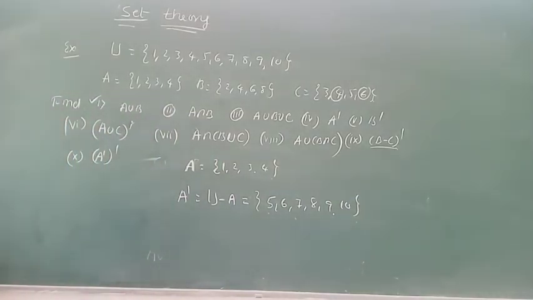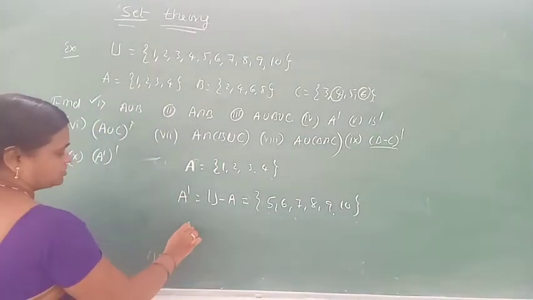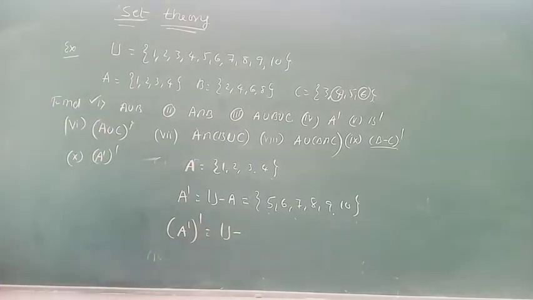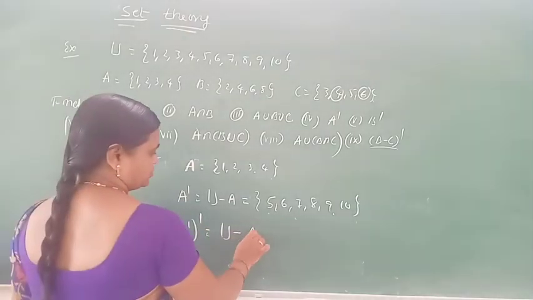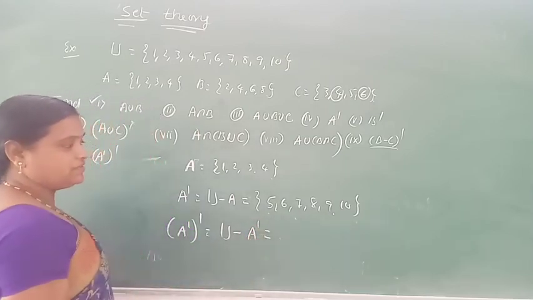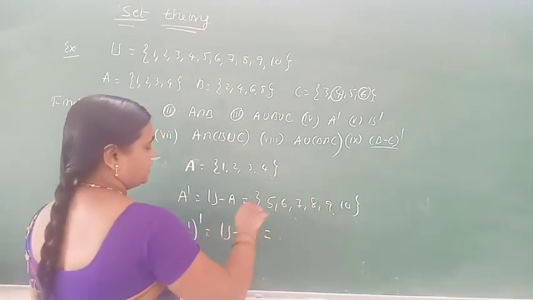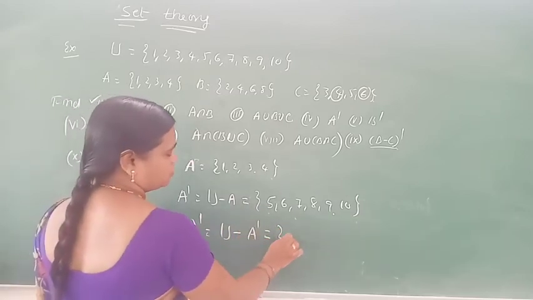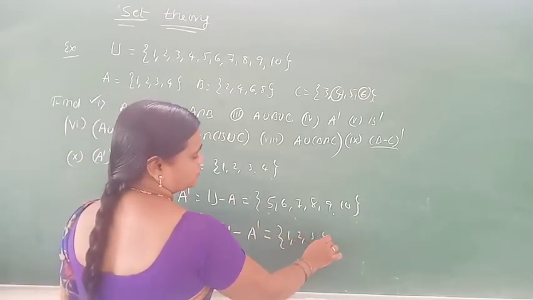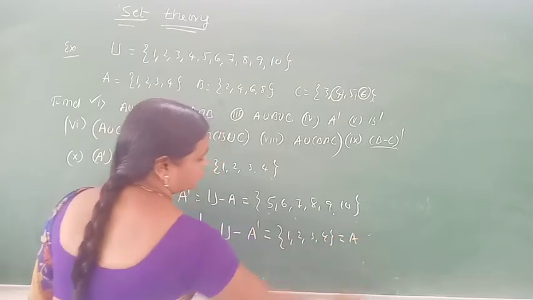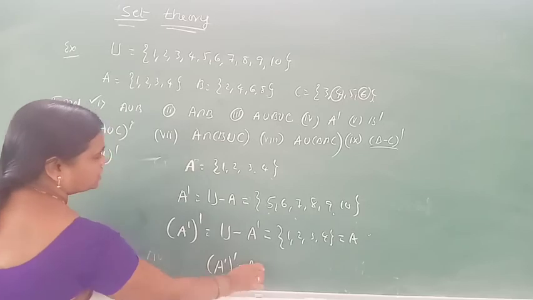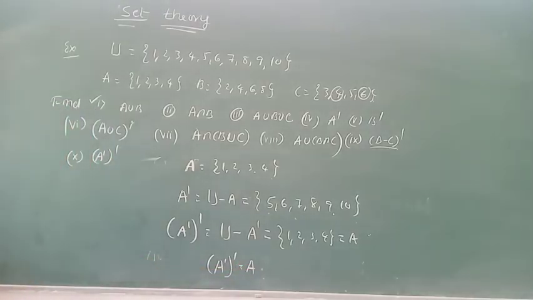Okay. Next. A dash dash means U minus of A dash. U minus of A dash means we have to remove elements present in U but not present in A dash. Means we have to write what? 1, 2, 3, 4. Means what we get is A. Therefore we can write A dash dash is A. In this way we can calculate the given examples.